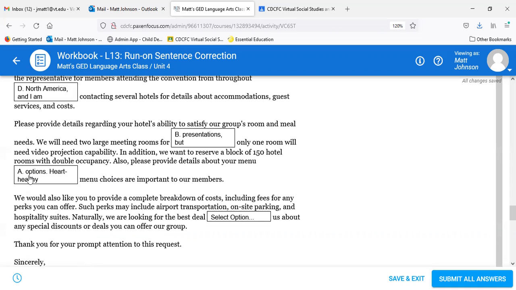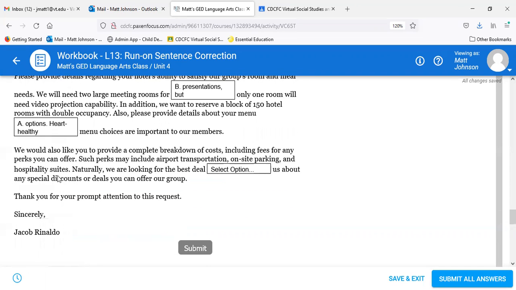Heart healthy menu choices are important to our members. We would also like you to provide a complete breakdown of costs, including fees for any perks you can offer. Such perks may include airport transportation, on-site parking, and hospitality suites. Naturally, we are looking for the best deal possible.